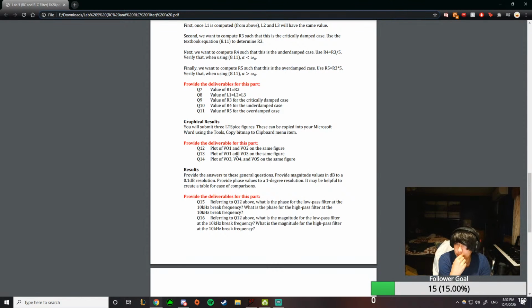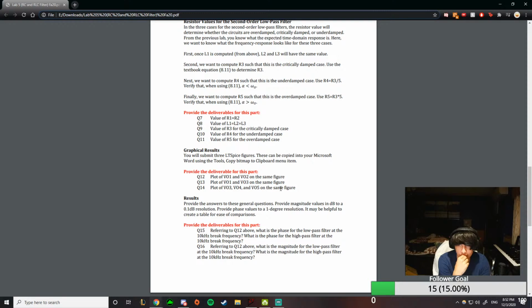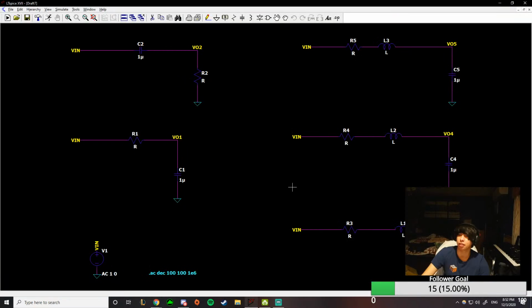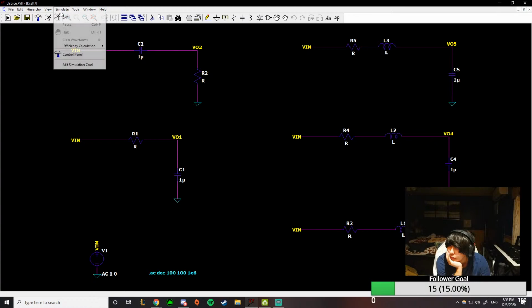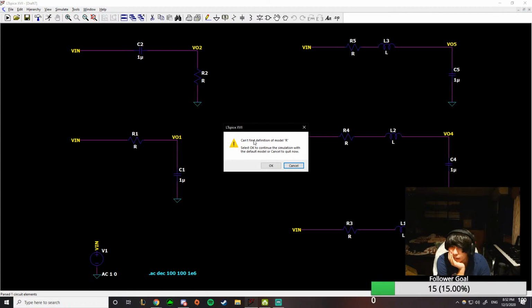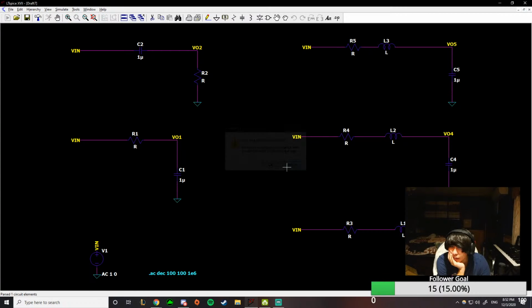What graphs do I need? Plot V01 and V02 on the same figure. And I have to answer some questions. Okay. So, how do I do this again? I simulate, I think. Oh. Okay, but I need to change my R values.